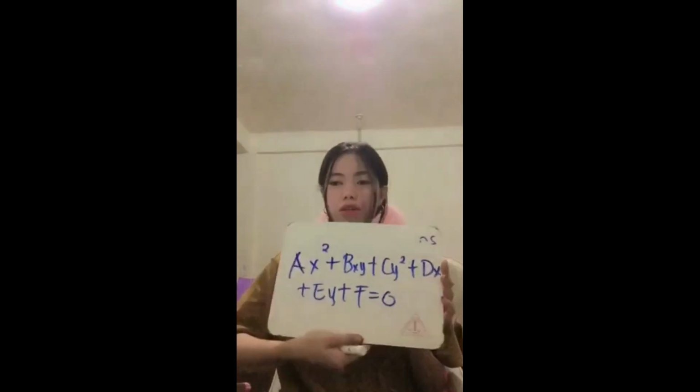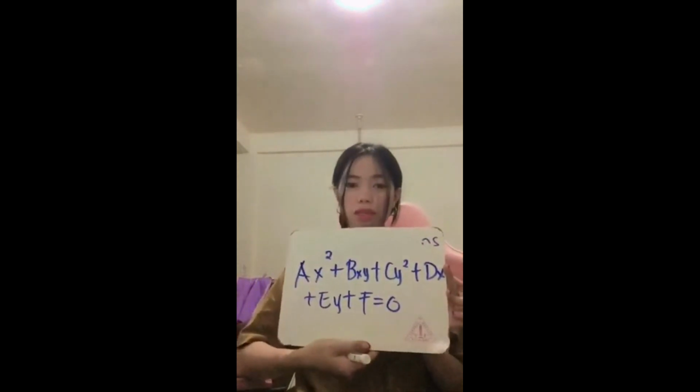In analytic geometry, conic sections can be represented by second-degree equations of the form ax^2 + bxy + cy^2 + dx + ey + f = 0. So this is the second-degree equation of the form in analytic geometry.